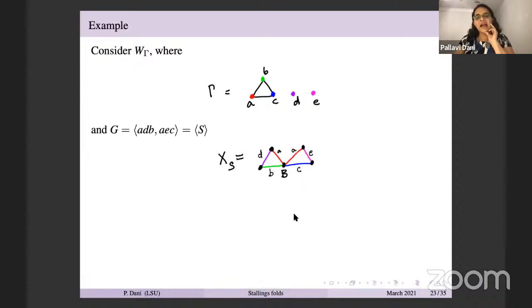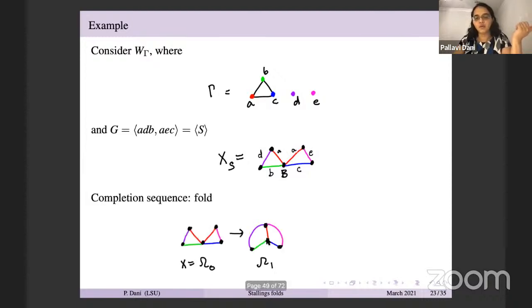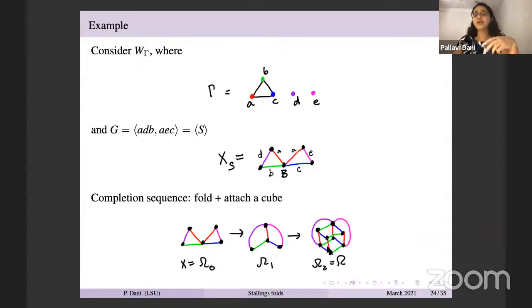Okay, so you just do a completion sequence. The first thing you see is that there are two red edges coming in, and so you can fold those. Then the next thing you see is a red edge, a green edge, and a blue edge, and red, green, and blue form a triangle in my defining graph. That means there should be a cube there, so I attach a cube. Then you can check all of the vertices that we now have, and we see that there are no other folds or cube attachment operations possible, and so this is the completion.